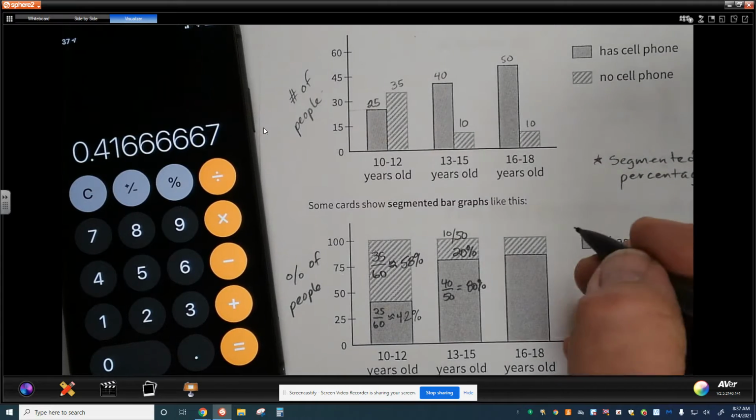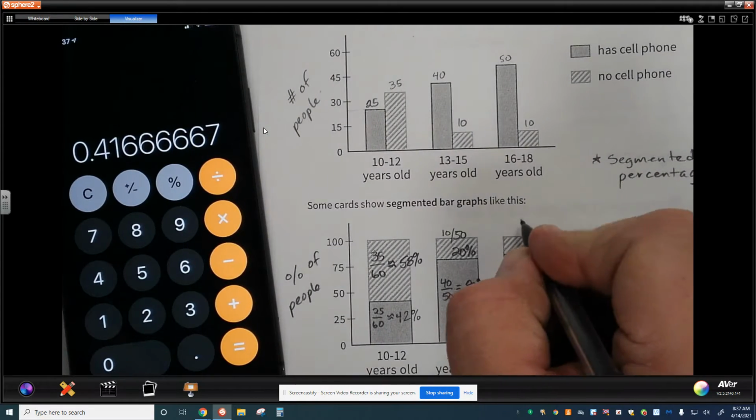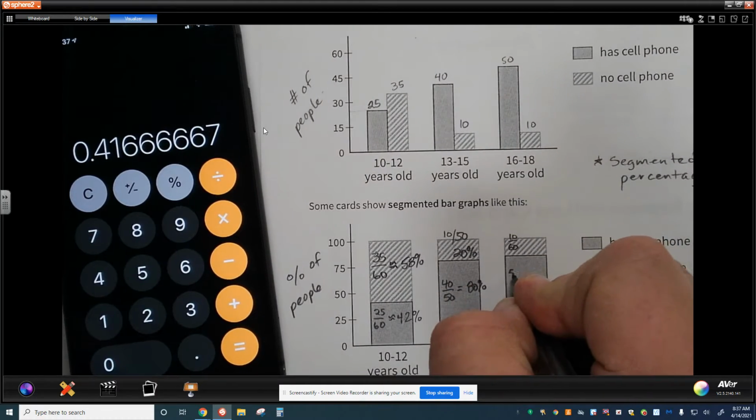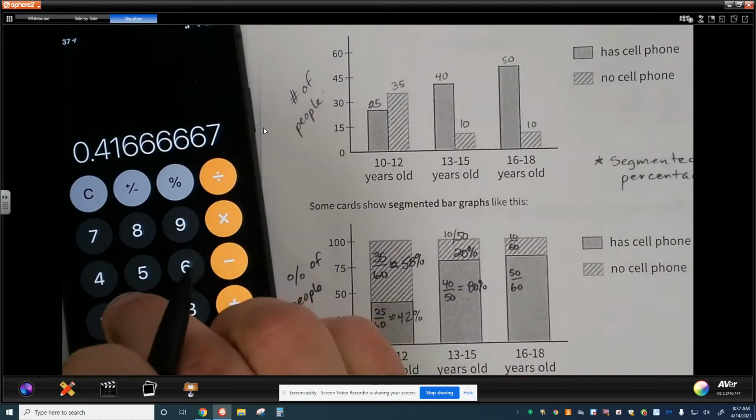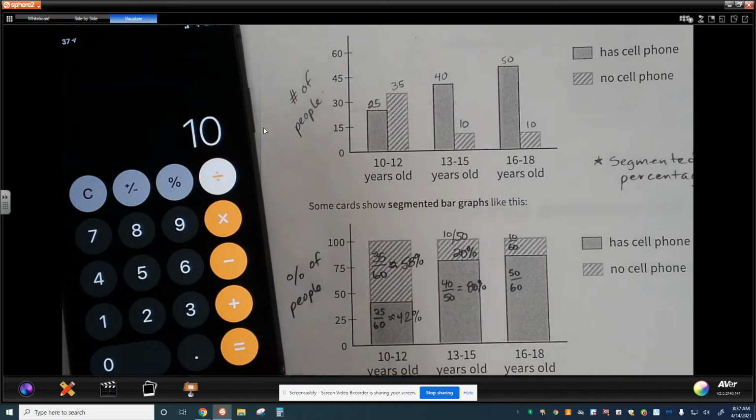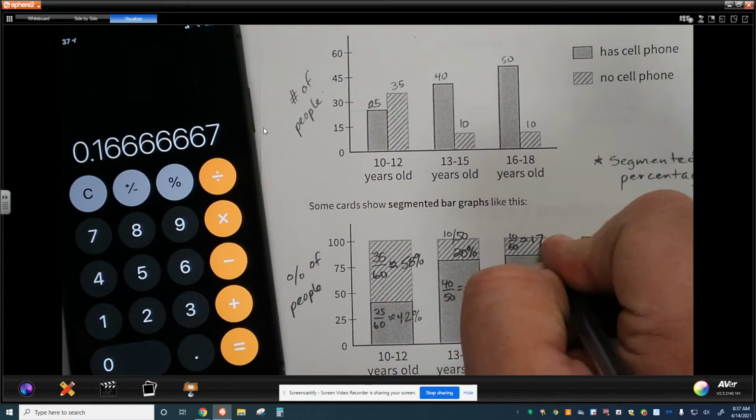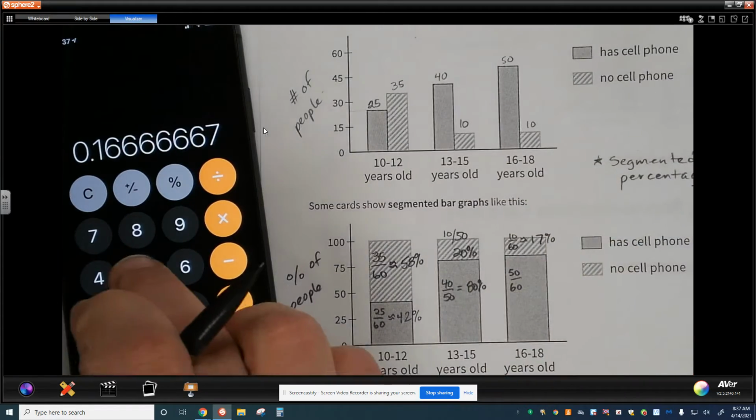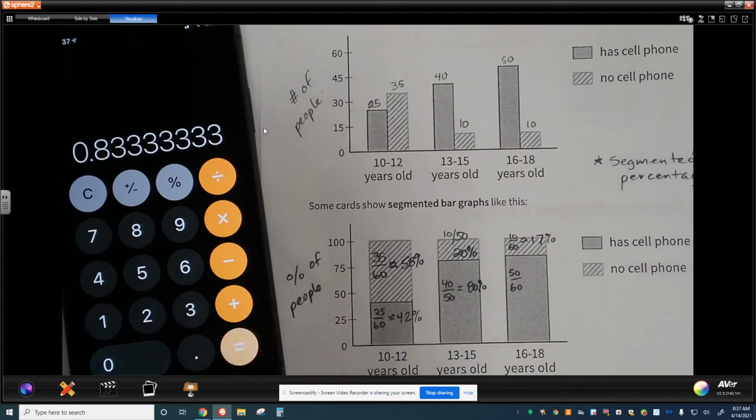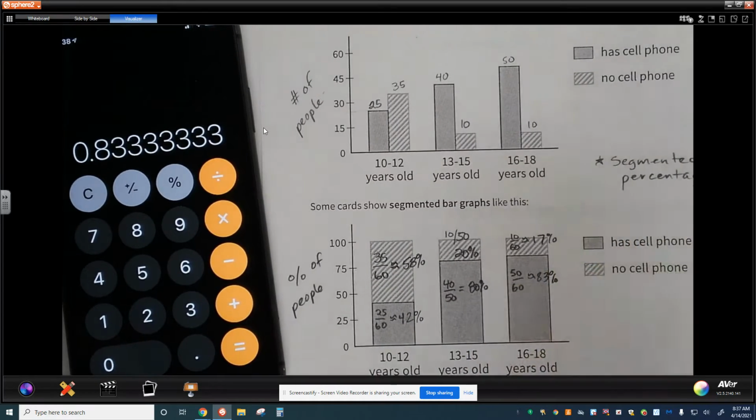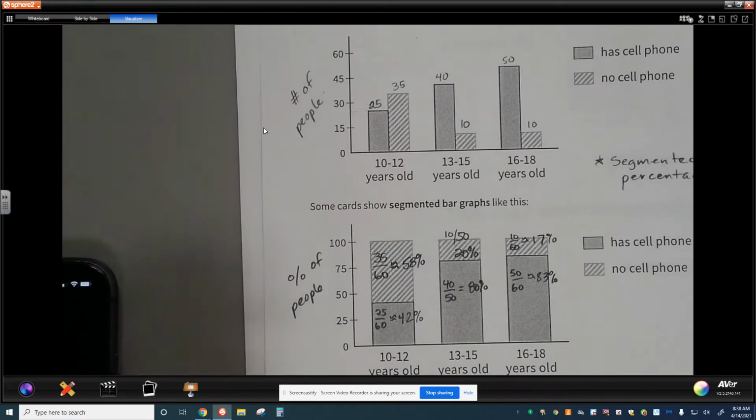And then on the last one, we have 10 out of 60 and 50 out of 60. I don't know those ones off the top of my head. It's about 17%, and so 50 divided by 60 should give us the rest of that, about 83%. And there you go. So each of these have good information.